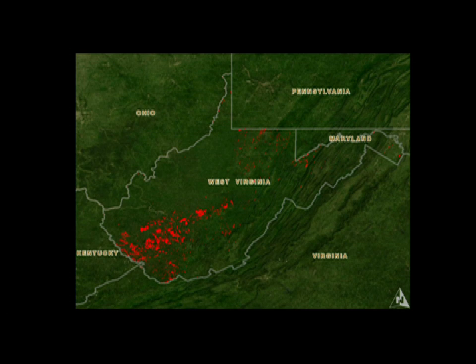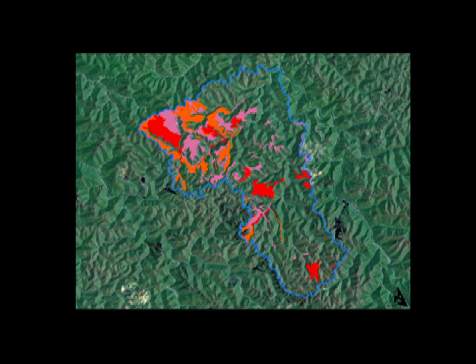So in this image, all those red blobs you're seeing, each of them is permitted strip mine activity in the state of West Virginia. This is something the West Virginia Department of Environmental Protection has said is okay to mine. As you can see, it's quite extensive. Strip mine activity in West Virginia alone affects tens of thousands of families. They're digging out coal for us to burn in our power plants.